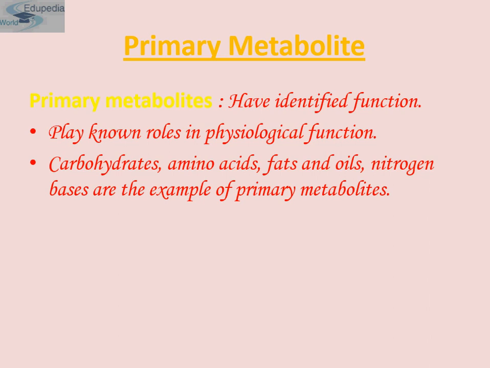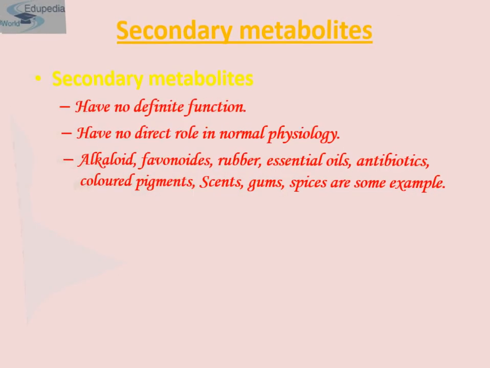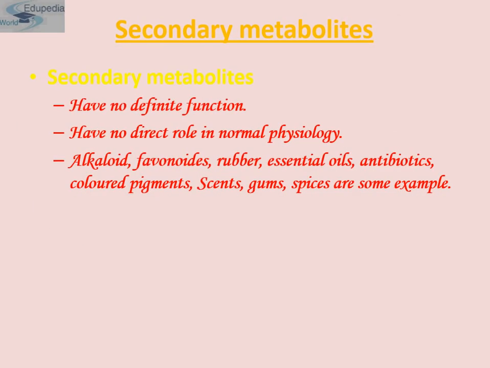Okay? Now come to secondary metabolites. In summary, they have no definite function. They have no direct role in normal physiology, just like primary metabolites. Examples are alkaloids, flavonoids, rubber, essential oils, antibiotics, colored pigments, scents, gums, and spices.